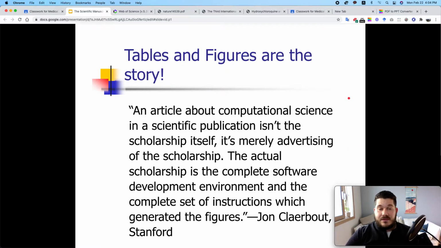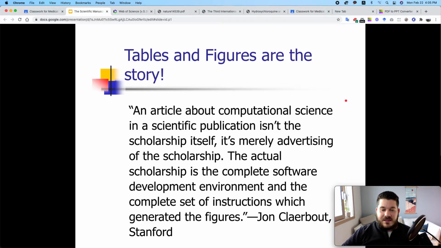And as I mentioned several times already, tables and figures are really the main part of your publication. So they tell the full story. You might have one or two or three, you might have four or five or six, but tables and figures can vary depending on how deep and how complex your story is.